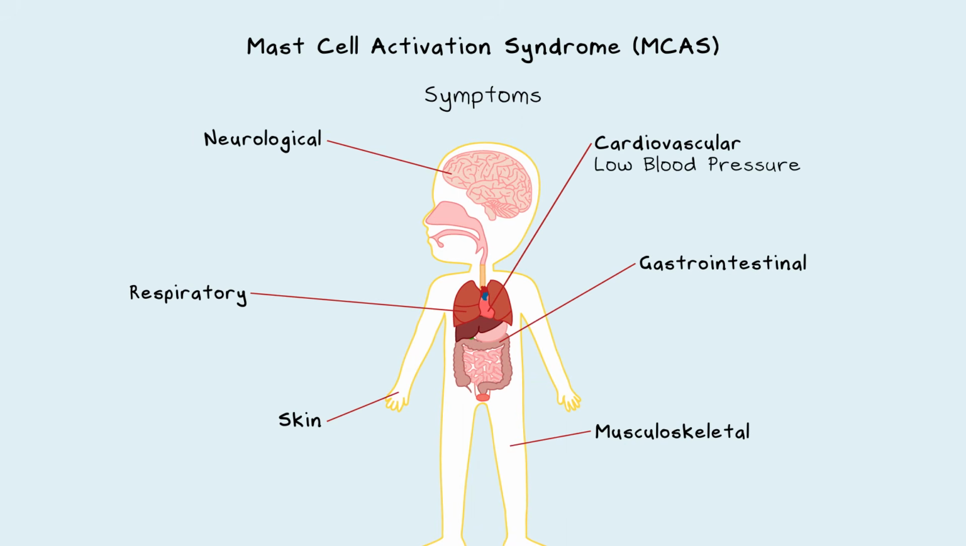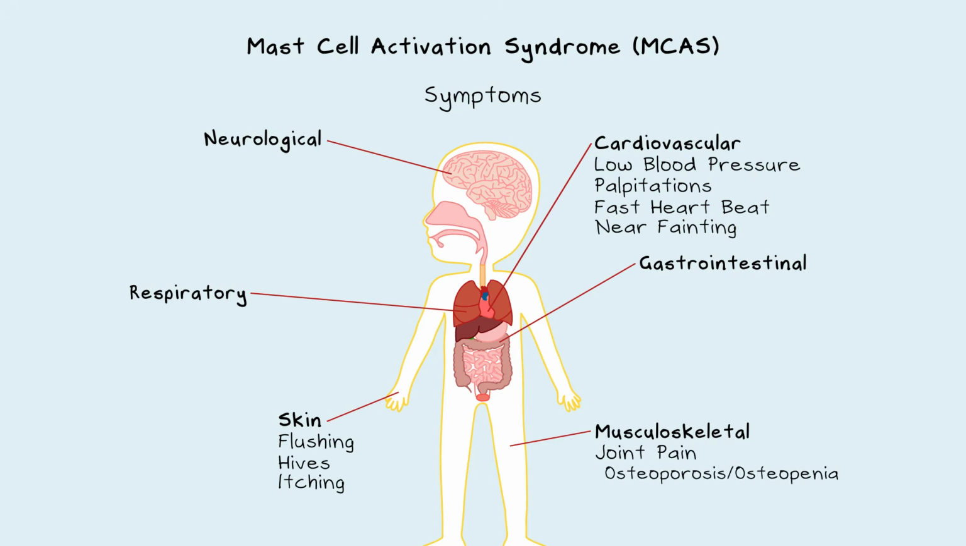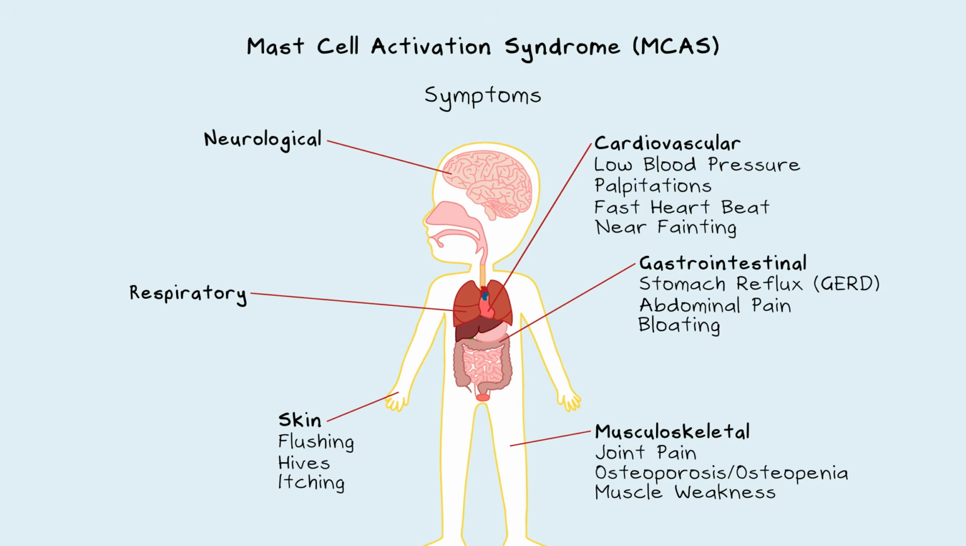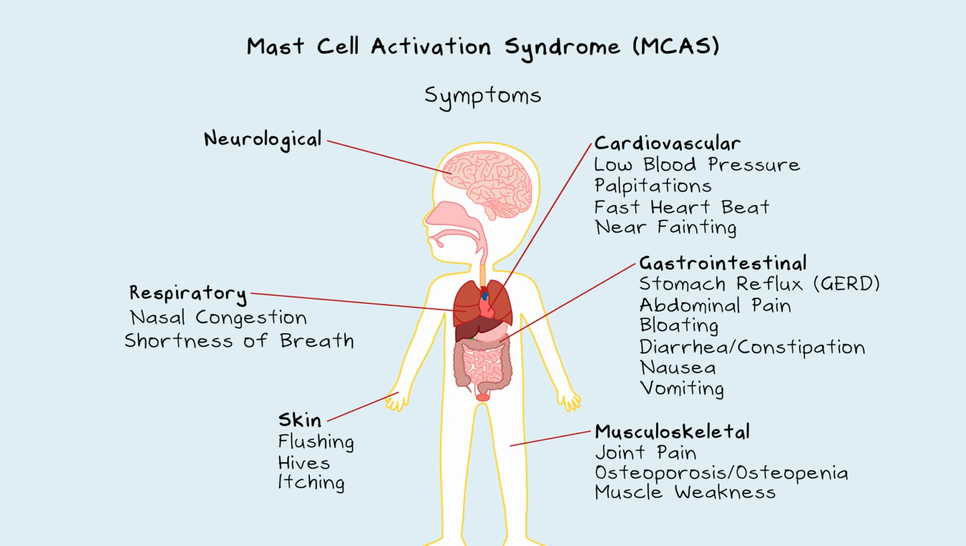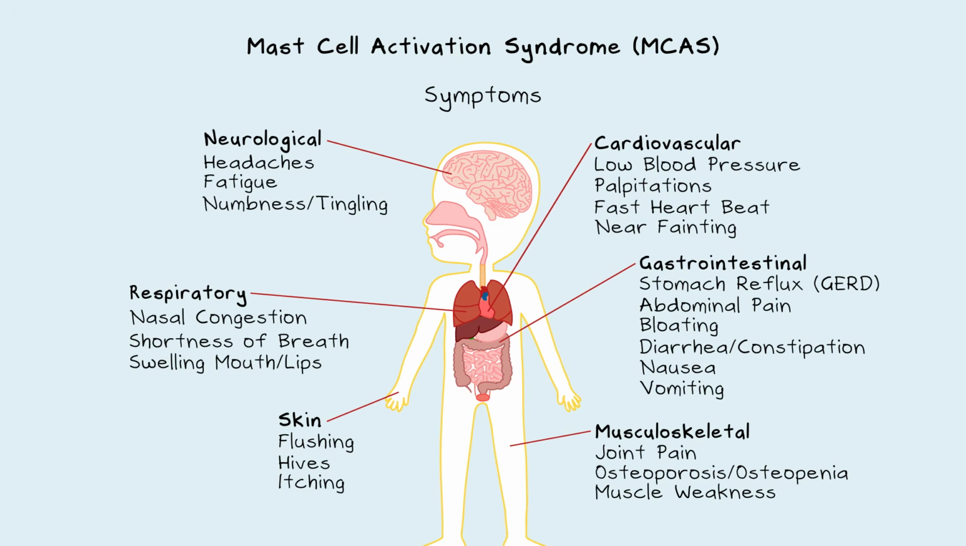There can be low blood pressure, palpitations, fast heartbeat and near fainting, flushing, hives and itching of the skin, pain in the joints, osteoporosis or osteopenia, and muscle weakness, stomach reflux, abdominal pain, bloating, alternating diarrhea, constipation, nausea and vomiting, nasal congestion, shortness of breath, localized swelling of the mouth and lips, headache, fatigue, numbness or tingling in the hands and feet, brain fog and memory loss.